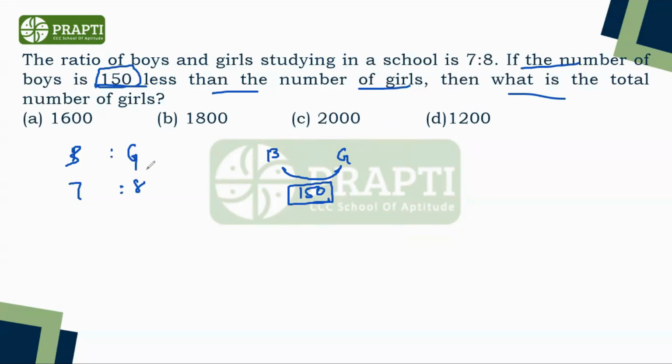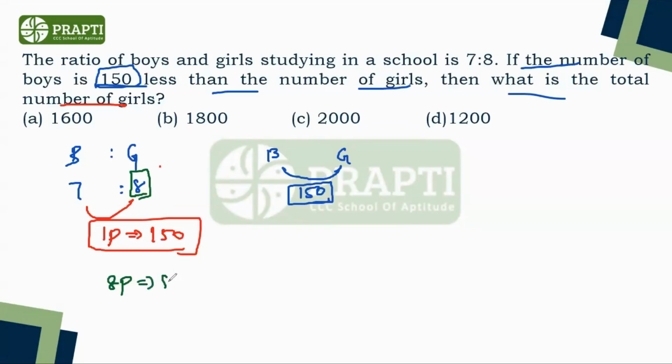So you can directly relate it with the ratio itself. You just see what is the difference here? One part. So this one part difference is nothing but 150. So now what they are asking is the total number of girls. So what is the girls ratio here? 8 is my girls ratio. So 8 parts is equal to 8 into 150, which is nothing but 1,200.